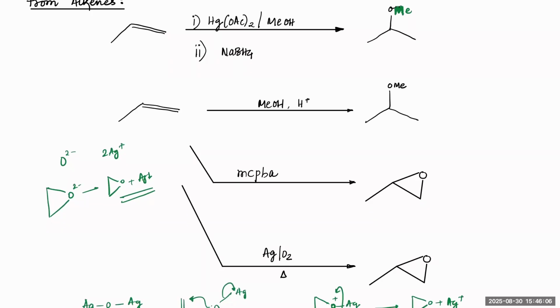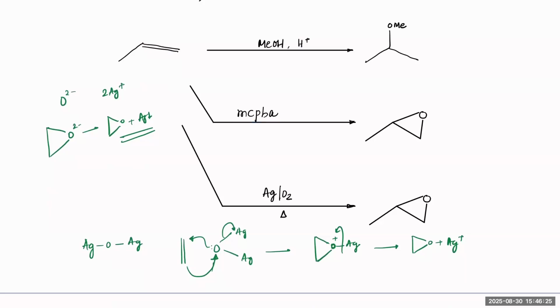Oxymercuration, demercuration. In the same way, instead of using water, if I use methanol in acidic medium, the first pi bond will take H plus, a carbocation will form, and methanol will attack here. That's how you will get methoxyalkane.